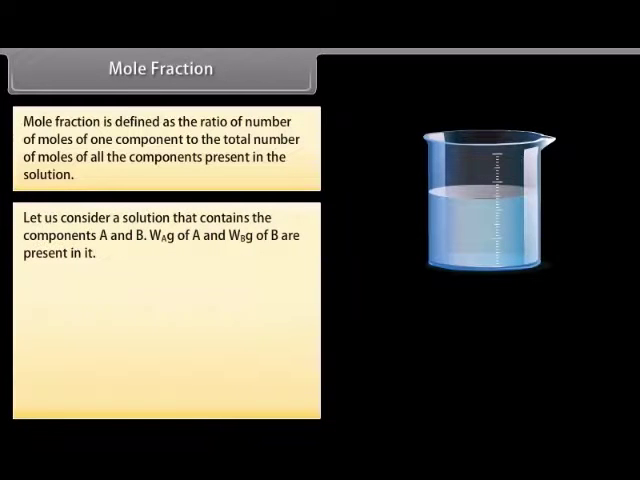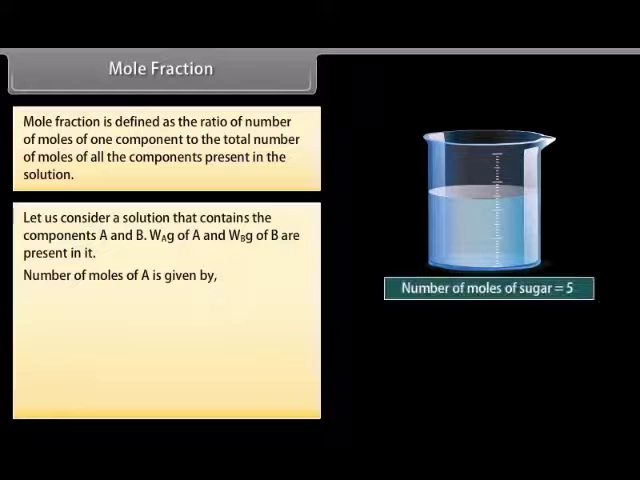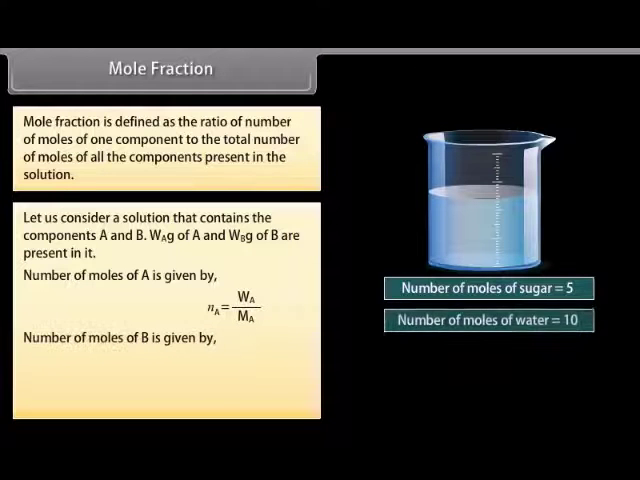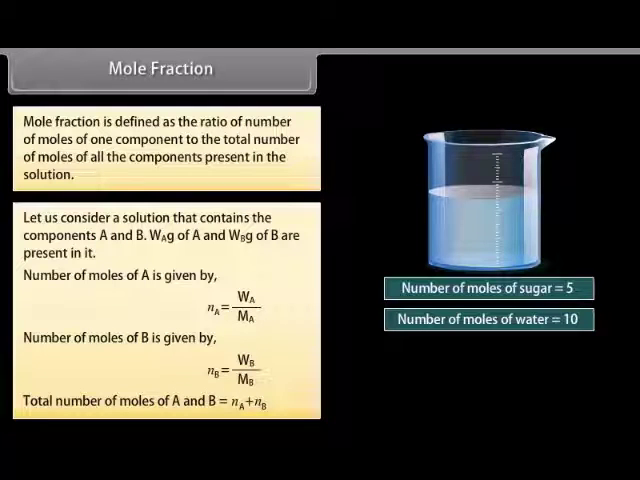Let us consider a solution that contains the components A and B. Wa g of A and Wb g of B are present in it. Number of moles of A is given by Wa upon Ma. Number of moles of B is given by Wb upon Mb. Total number of moles of A and B is equal to NA plus NB.